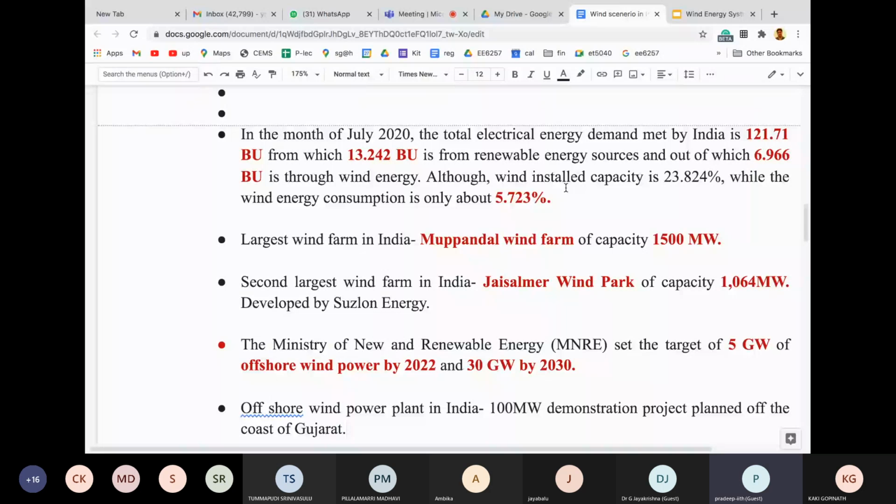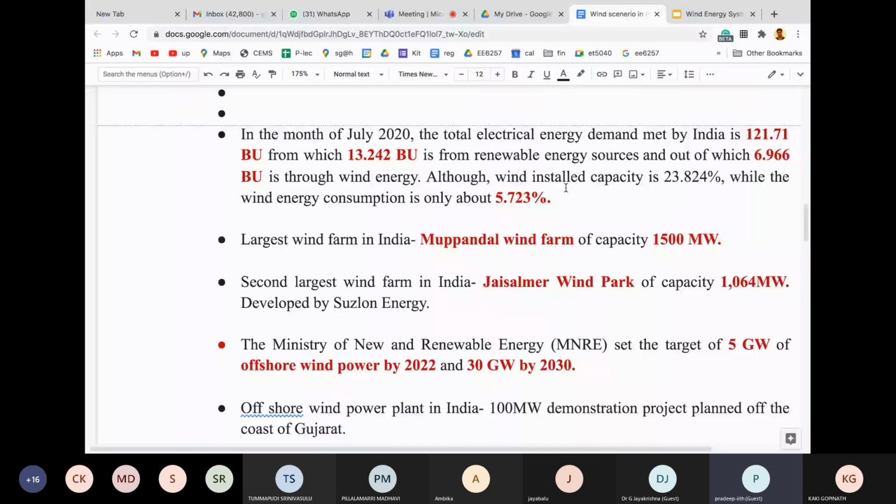in the month of July 2020, the total electrical energy demand met by India is 121 billion units, from which 13.2 billion units is from renewable sources, out of which 6.966 billion, that's what we saw earlier, is from wind energy. So wind capacity is 23%, while the wind energy consumption is only 5.723%. So this is one more disadvantage with wind, because the capacity utilization is slightly less.